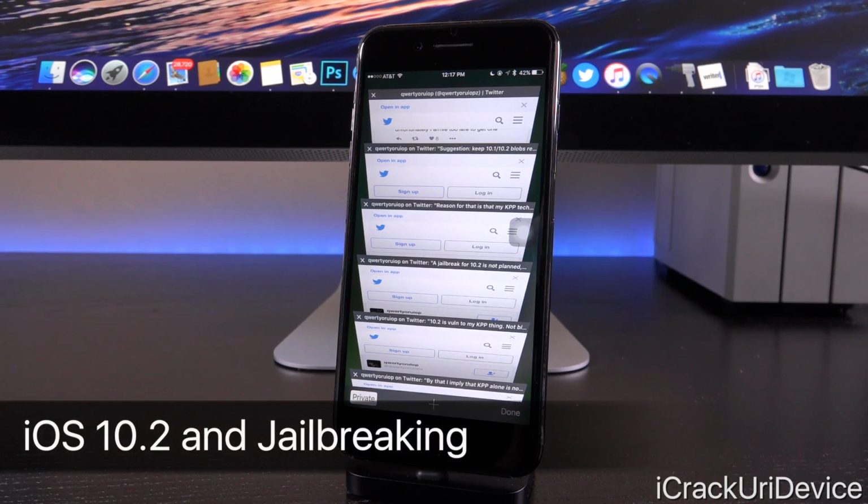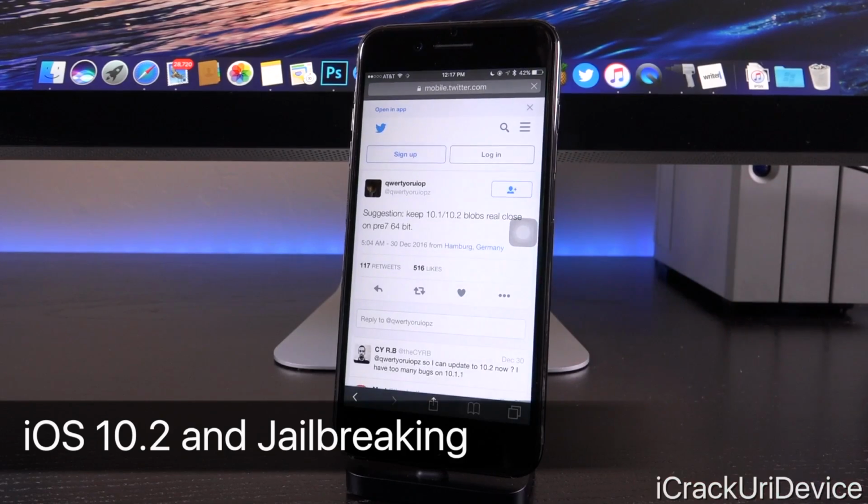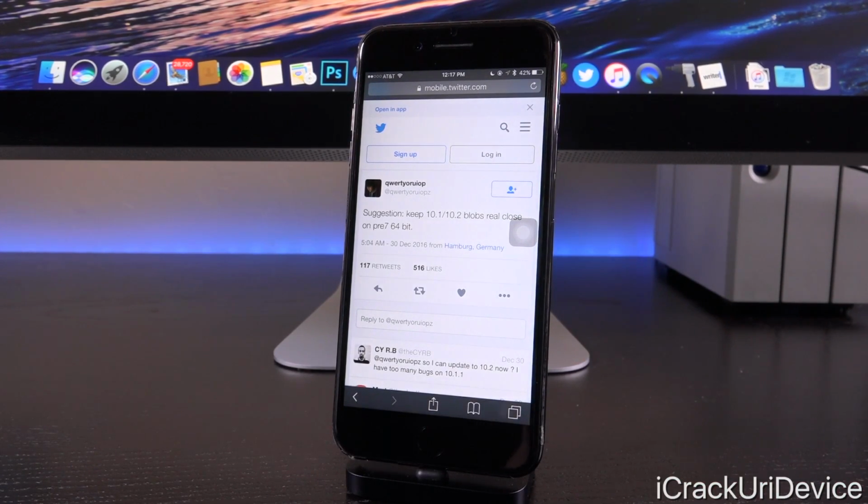Now, next up, we're going to talk about iOS 10.2. This is also pretty exciting. Luca tweeted out on Twitter, quote, "Suggestion, keep 10.1/10.2 blobs real close on pre-A7 64-bit." What the heck does that mean? Well, essentially, he's referring to SHSH blobs.